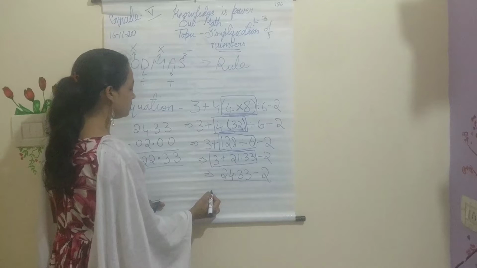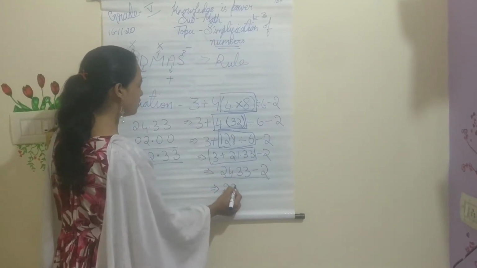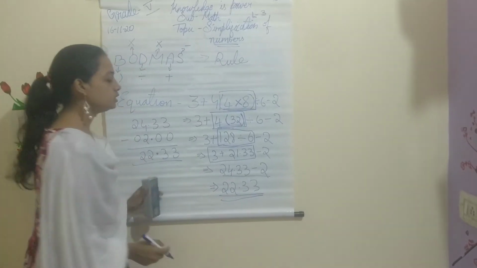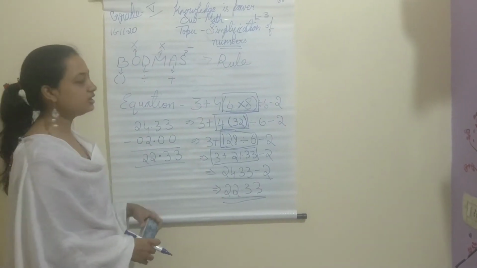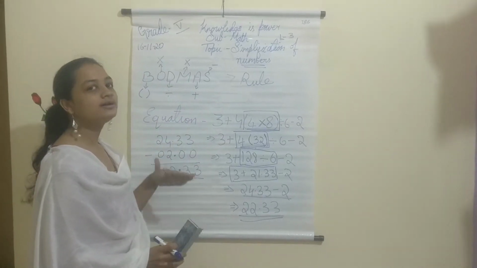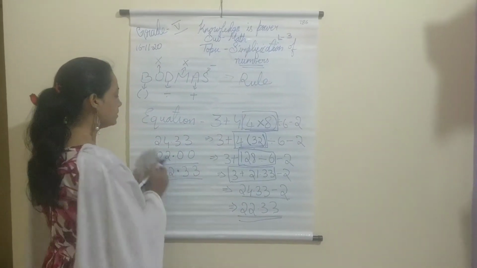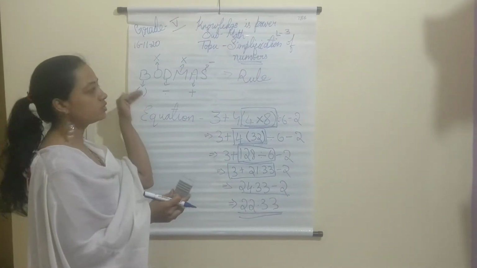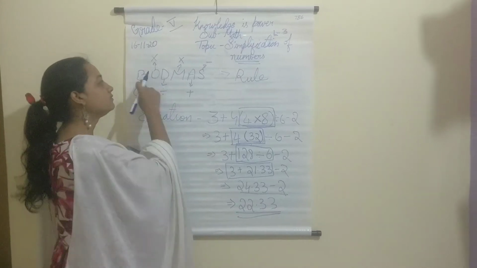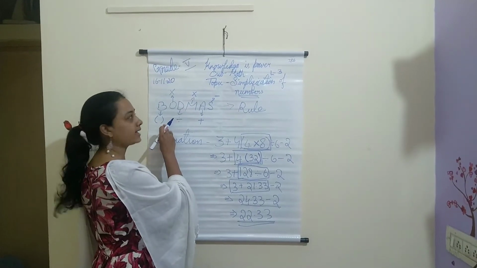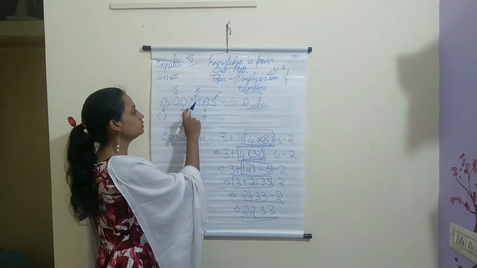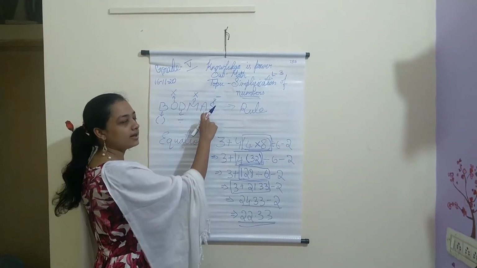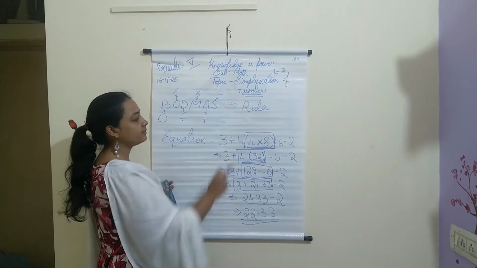So finally what is my answer? After doing all the simplification, my final answer is 22.33. This is called simplification of numbers. So in this, the important things to be followed are the rules. BODMAS. B bracket, O of, D division, M multiplication, A addition, S subtraction.